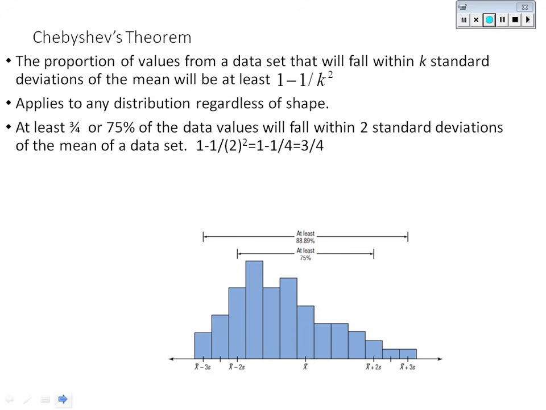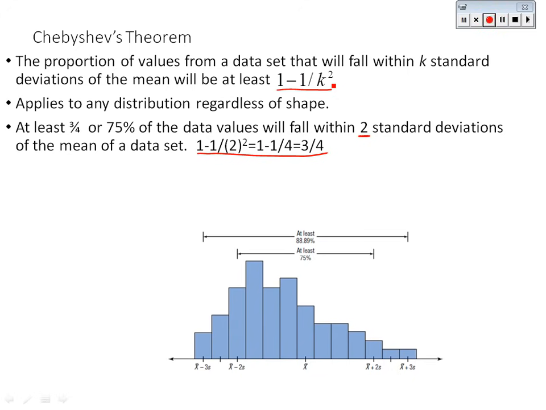So here's what this formula is saying. If I want to know roughly how many data values or the proportion of values that should be within 2 standard deviations of my mean, I would put a 2 in for my k. So we're putting it in for k in that little formula we started with. If I put a 2 in for the k, do a little bit of computation, I come up with 3/4. So 3/4, or 75% of your data values, should fall within 2 standard deviations.